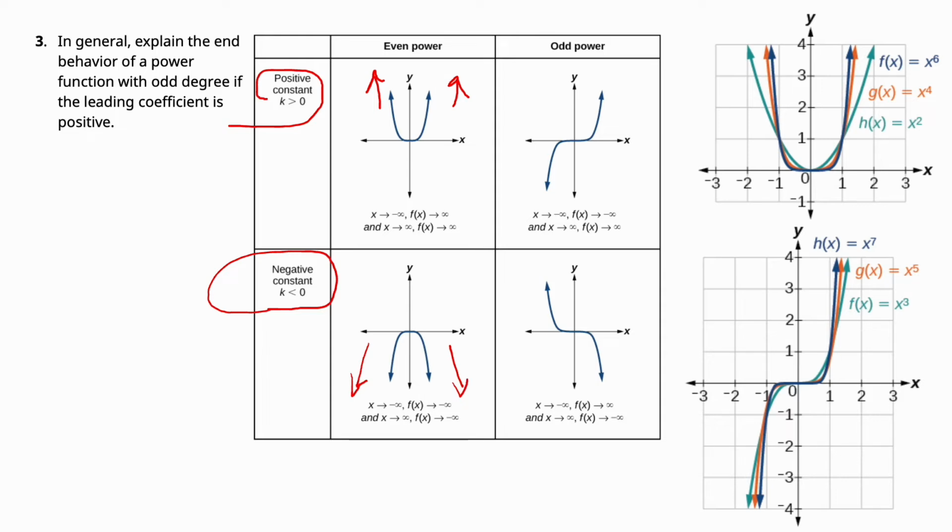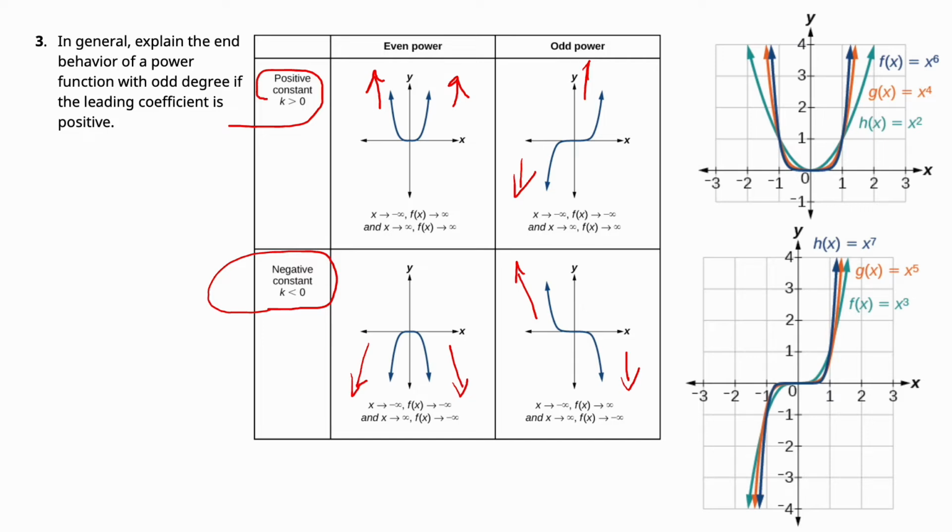Because what does the lead coefficient do? It flips it over. Now, if it's positive and odd, you're going to get going down, and you're going to get going up, like that. And this one is just flipped when it's negative. So this goes up on this side and goes down on that side.